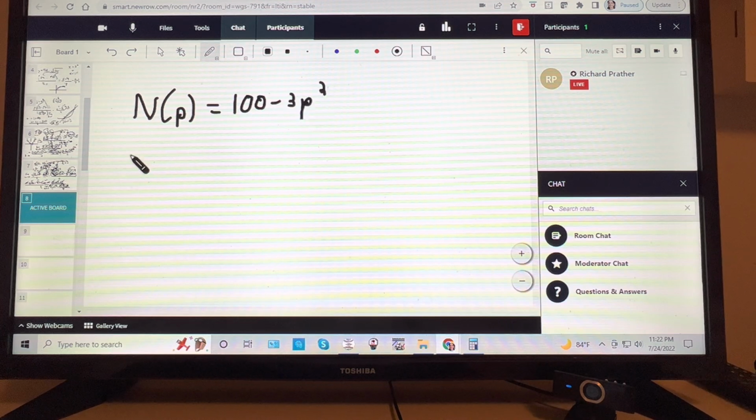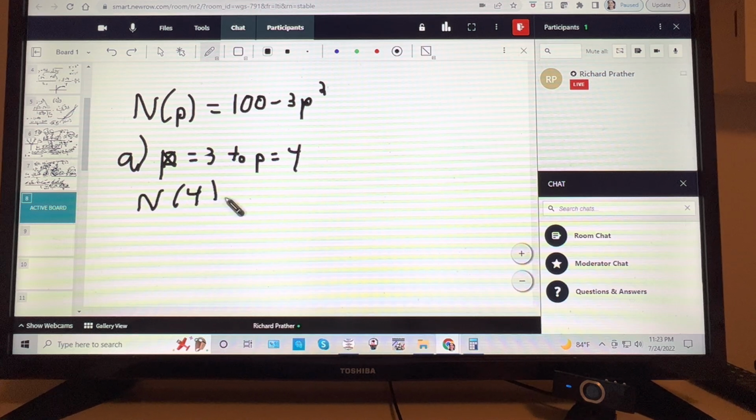And in part A, we want to do average rate of change, not instantaneous, but average rate of change. Oops, I should put P, not X. From P equals 3 to P equals 4. So we need to do N of 4 minus N of 3 over 4 minus 3.